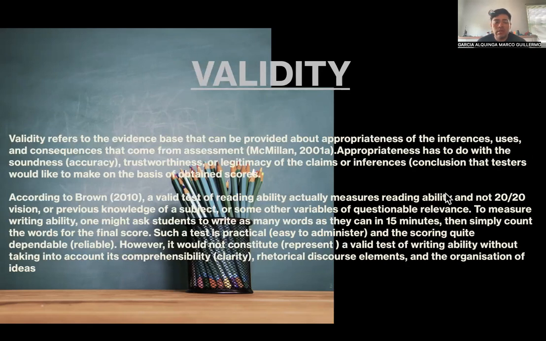Now, validity. Validity refers to the evidence base that can be provided about the appropriateness of the inferences, uses, and consequences that come from assessment. Messick said that appropriateness has to do with the soundness, trustworthiness, or legitimacy of the claims or inferences. According to Brown in 2010, a valid test of reading ability actually measures reading ability and not 20/20 vision or previous knowledge of a subject. To measure writing ability, one might ask students to write as many words as they can in 15 minutes, then simply count the words for the final score.